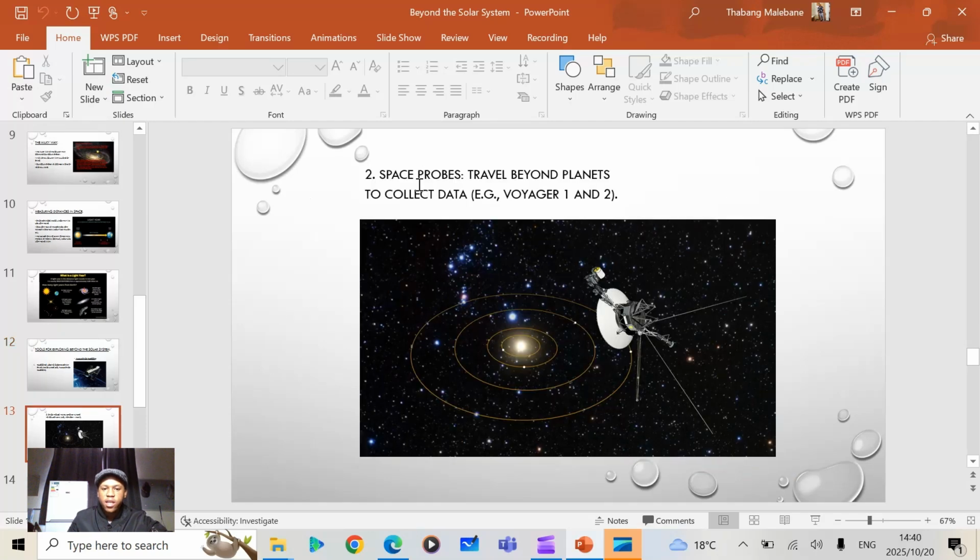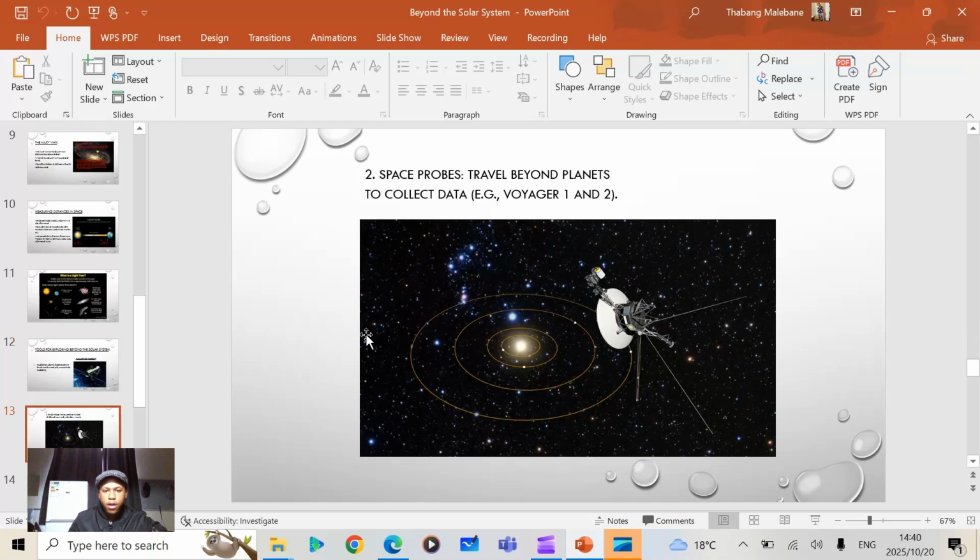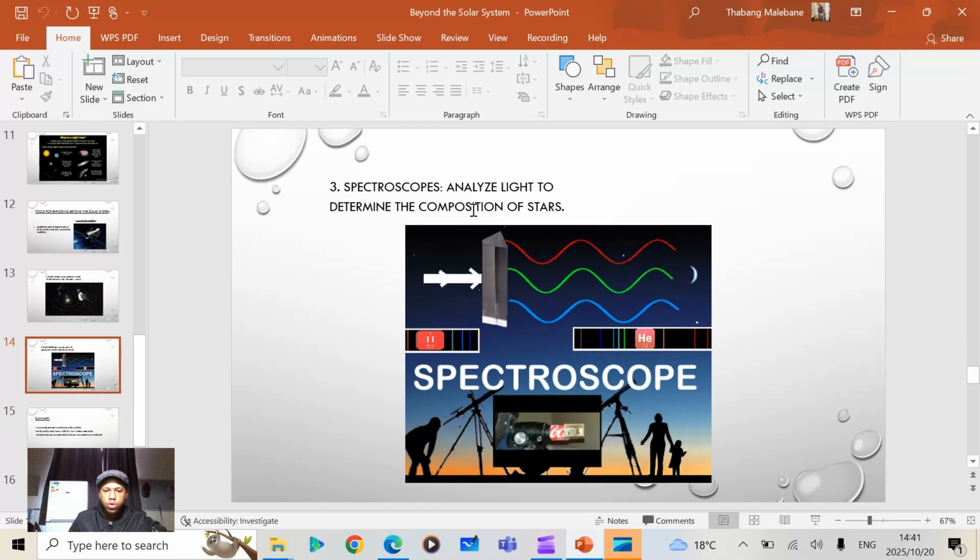Number two, we have the space probe, which travels beyond planets to collect data. For example, Voyager 1 and Voyager 2. This is how it looks. That is another tool for exploring beyond the solar system. Another tool we have is the spectroscope, which analyzes light to determine the composition of stars. This is how a spectroscope looks. It's a picture here.